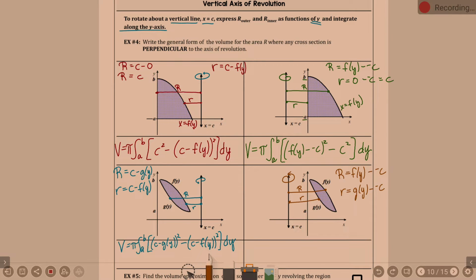Okay, shall we try 5? Oh, wait. Am I supposed to write this? Did you already write it without me, though? Pi times the integral. This is why I went higher on the other side. Of big R squared. So f of y minus negative c quantity squared minus little r squared. G of y minus negative c quantity squared times dy.